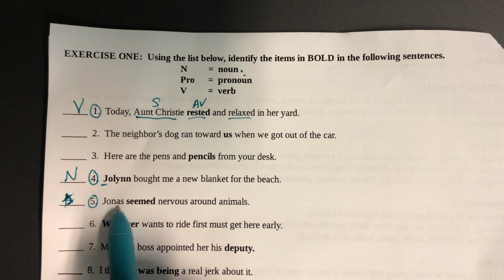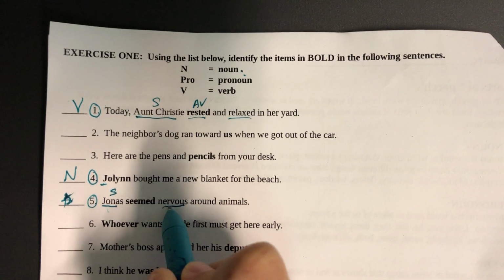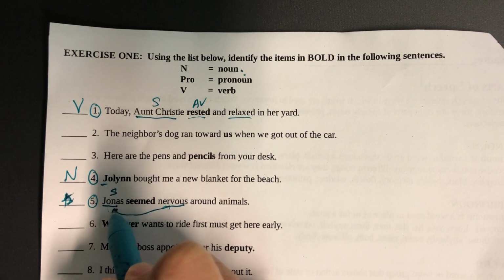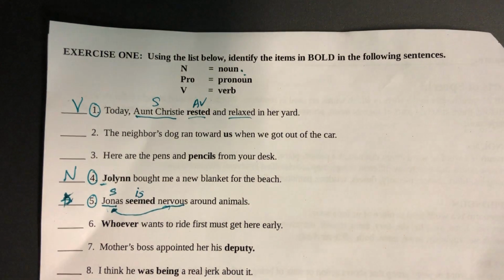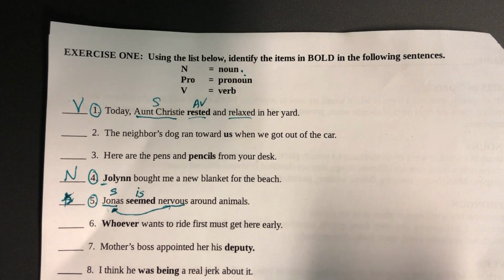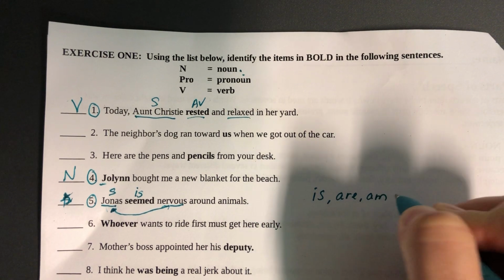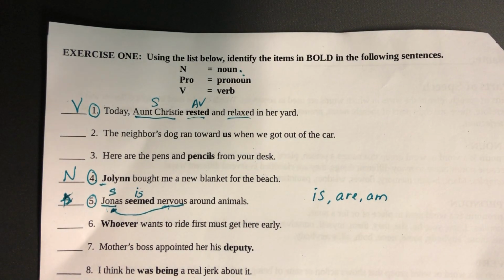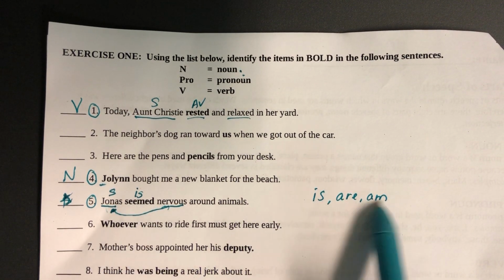Okay. Jonas is my subject, and then nervous describes Jonas, right? He is nervous. Jonas is nervous around animals. Seemed is a linking verb, but I always try to put is, are, or am in place of what I think might be a linking verb, just to determine if it is. If these fit, or if one of them fits, then you probably know that this is a linking verb.